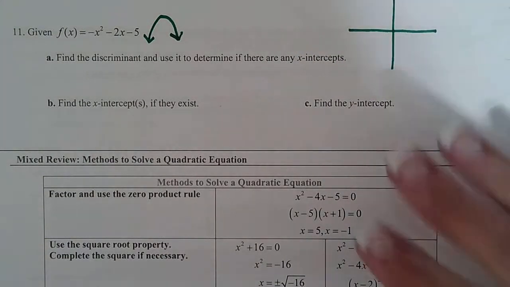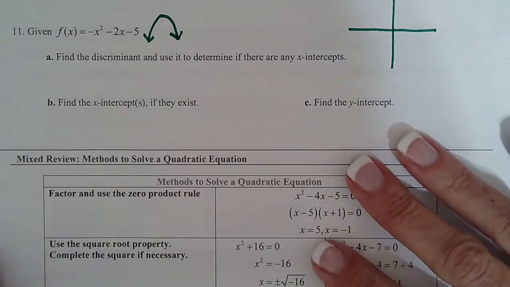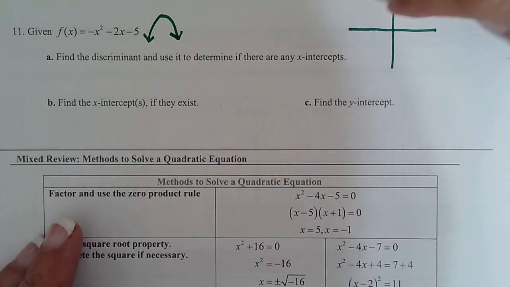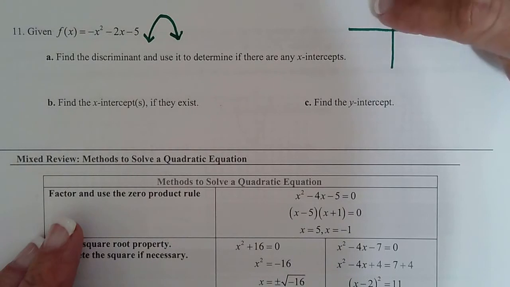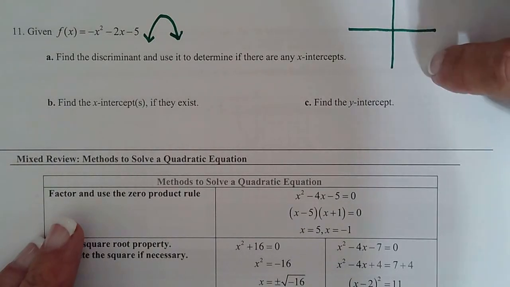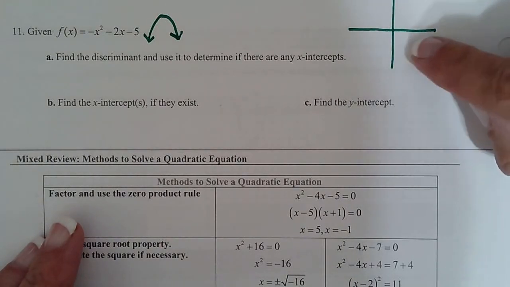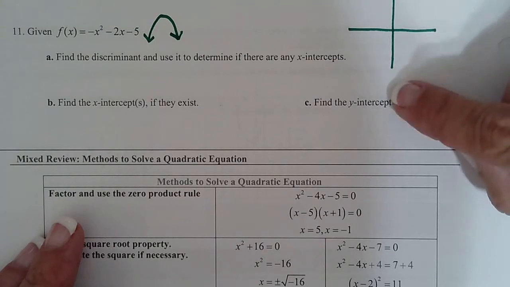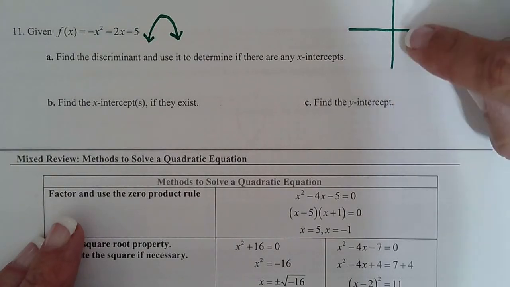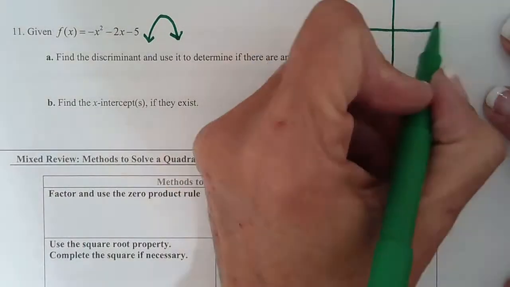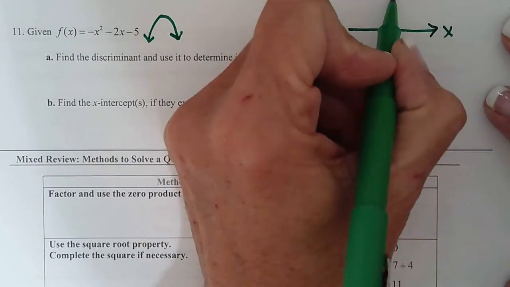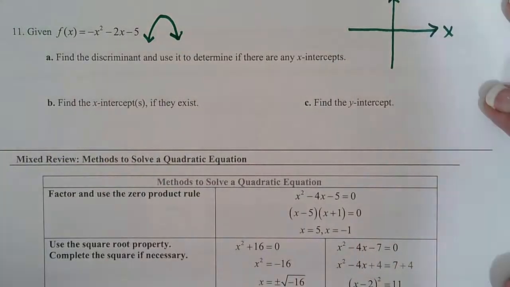So once again, they want us to do the discriminant to determine how many x-intercepts it has. If it has 2 x-intercepts, then its vertex is going to be somewhere up here. If it has no x-intercepts, that means the graph's going to be somewhere down here because it won't cross the x-axis. So let's check and see.